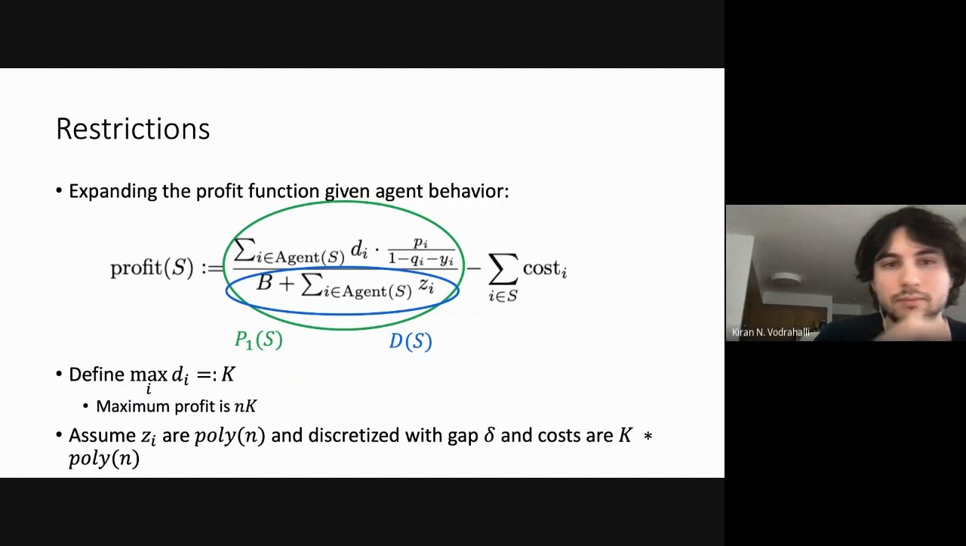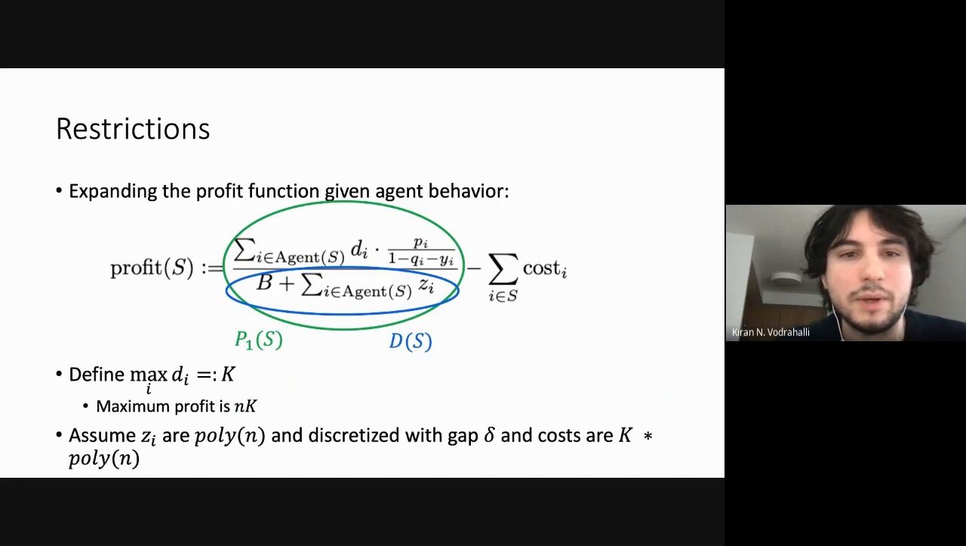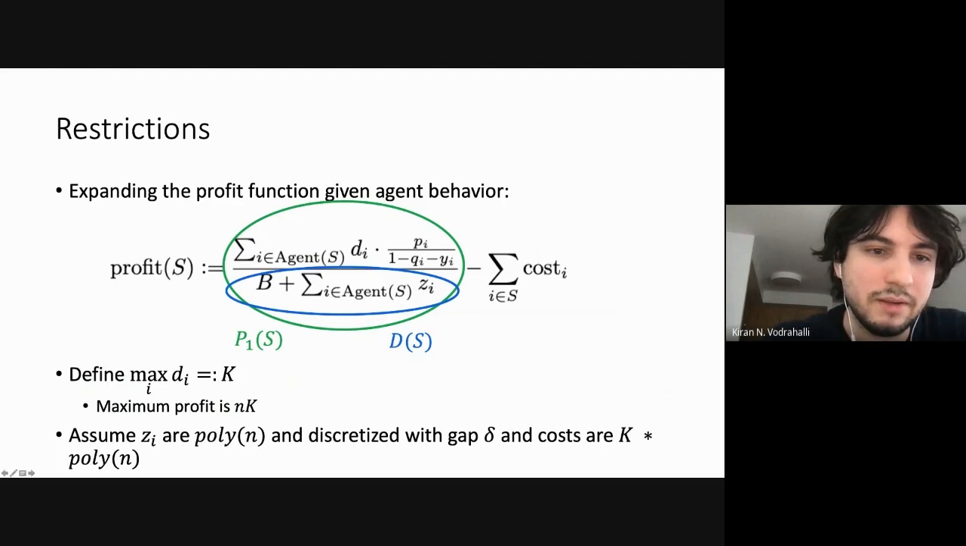So we can rewrite this, expanding the profit function given the agent behavior. And we get an objective for the profit that looks like this. Just for shorthand notation, in a few future slides, I'm going to talk about the whole first term of this profit, basically the profit, but not considering the costs. And then this D of S is going to be the denominator term. Note this denominator term is also exactly the same as the denominator term in the agent reward. So these are going to be the useful quantities that we're going to use in our dynamic program.